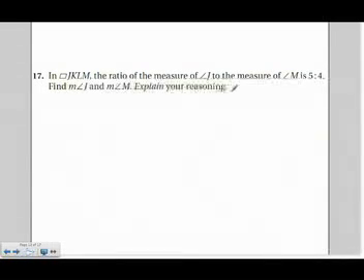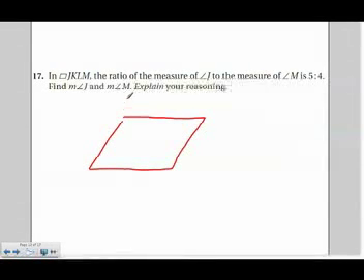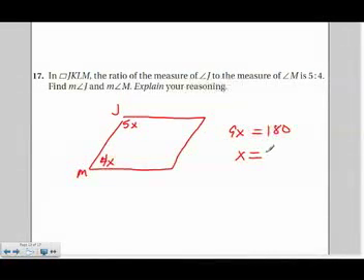JKLM, the ratio of the measure of J to the measure of M is 5 to 4. So I'm going to draw a parallelogram to reason this out with you. Notice the J is bigger than the M, so I'm just going to call this obtuse and this one acute. It doesn't really matter. I should probably put the J and M on the outside. That means that if this is 5 times some part value X and this is 4 times it, the sum of these together has to equal 180. 180 divided by 9 is 20.